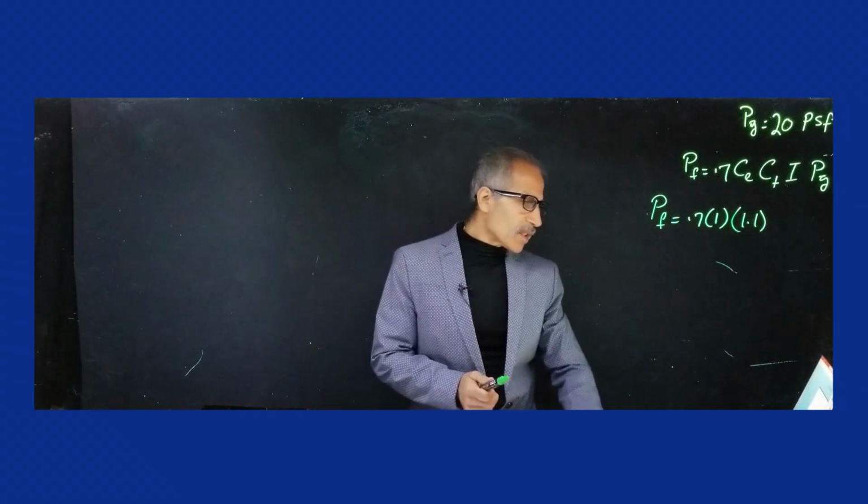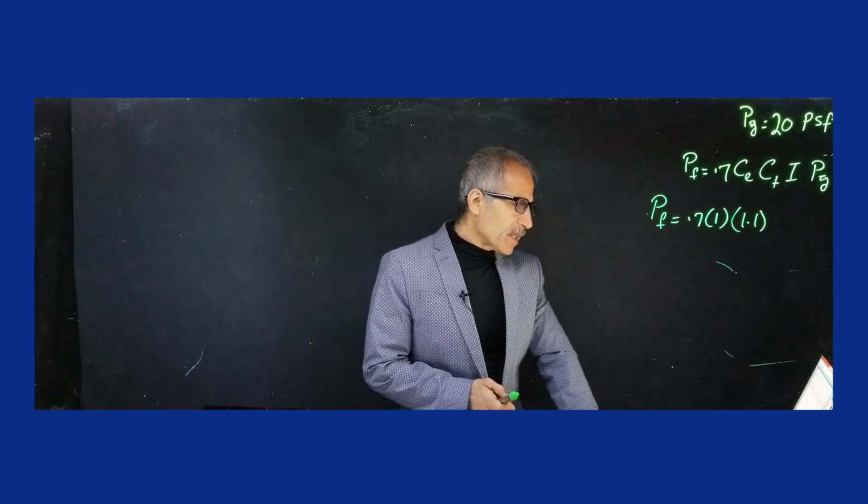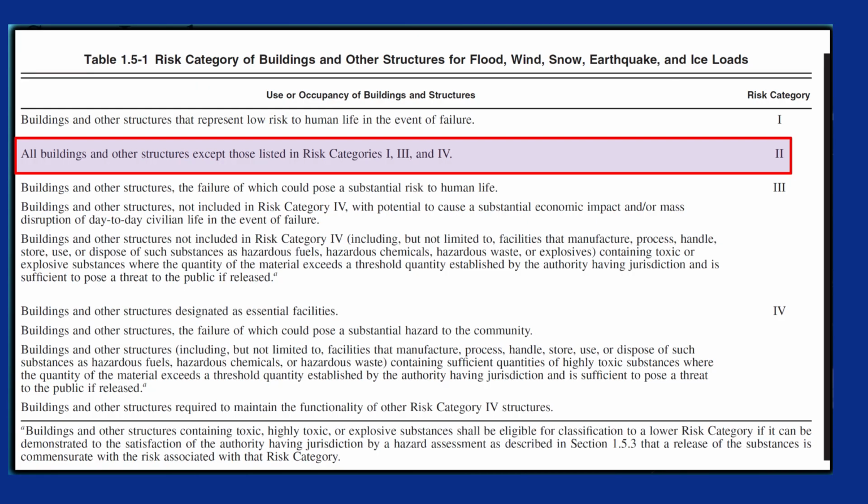And let's find the importance factor. And that's the last one left. Before you find the importance factor, you have to take a look at table 1.51 to get the risk category for the building, because you need that to find the importance factor. So the risk category for the building is type 2, risk category 2, because as you can see, it says all buildings and other structures except those listed in risk category 1, 3, and 5. You can still read those other ones yourself, but this comes out to risk category 2.